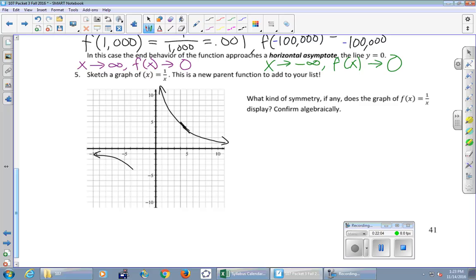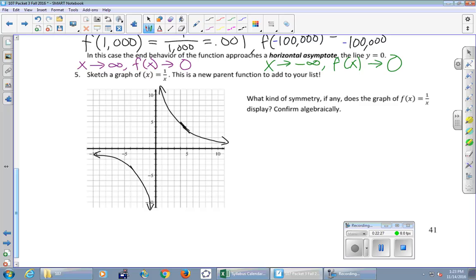And on the other side, same idea, but down to minus infinity. What do you notice about intercepts? None, which is what we saw before. No x-intercepts, no y-intercepts. It never hits either of the axes.